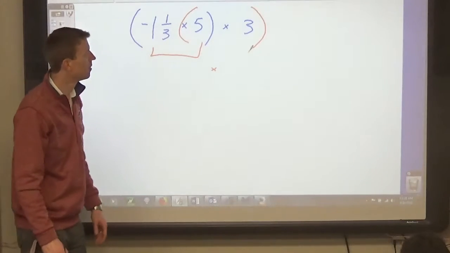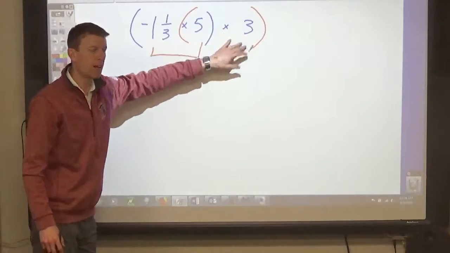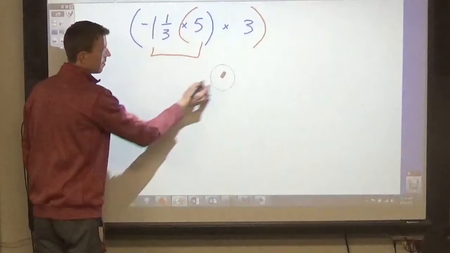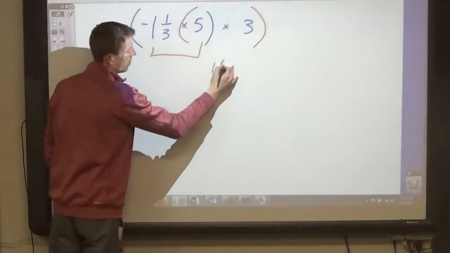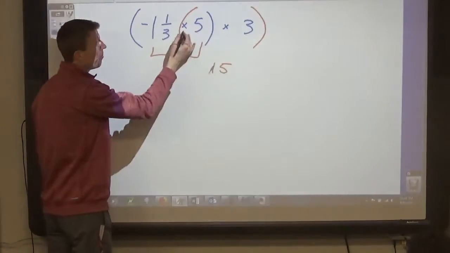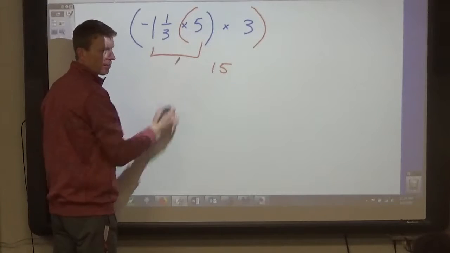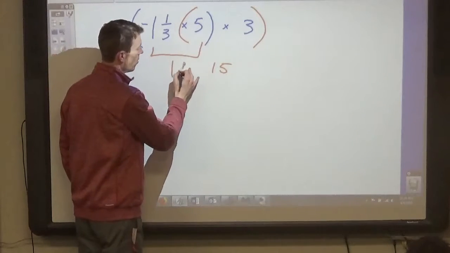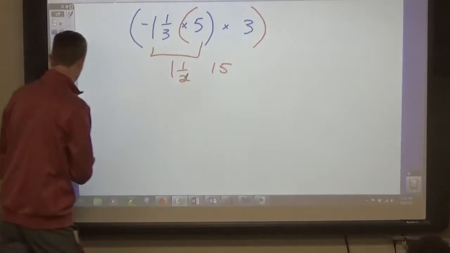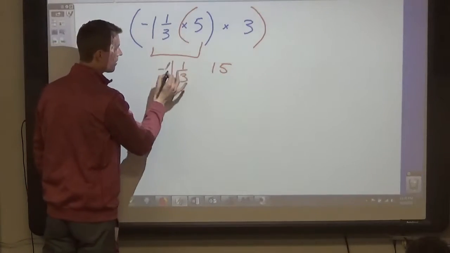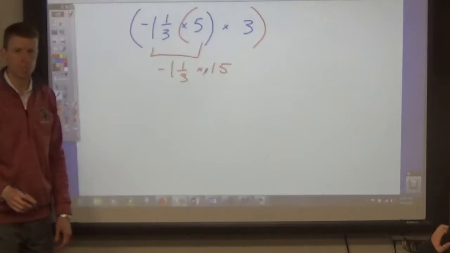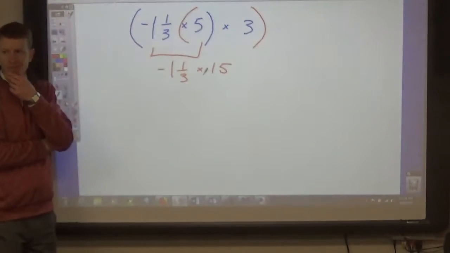So, Trevor, let's do the 5 times 3 first then. 5 times 3, that's 15. So now we have a whole number and then multiply it by this fraction. How do you multiply a fraction or a mixed number and a whole number? Do you remember? A whole number times a mixed number.